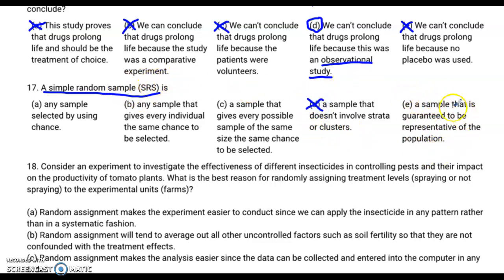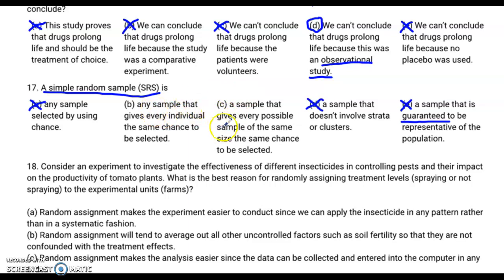A sample that's guaranteed to be representative of the population? Sorry, there's no guarantees in life, and specifically not when you're doing a simple random sample. It's possible that you get a sample that is not representative of the population. That variation is possible, but it doesn't necessarily guarantee representation if you do a simple random sample. Okay, any sample selected by using chance? Well, that's not necessarily true, because in a stratified random sample we use chance. First we stratify into different homogeneous groups, and then we choose from those homogeneous groups in order to make our sample randomly. So any sample selected by using chance? No way.